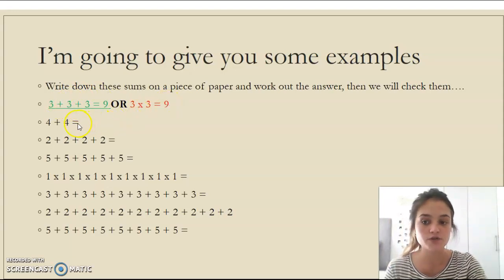So boys and girls, for this one where it says 4 plus 4, I want you to put the answer like I've done in the green here. So you'll say 4 plus 4 equals 8. Then I want you to say, or 4 times, how many times is 4 being repeated? Twice. So you'll say 2 times 4. Do you see that? Equals 8. Now I want you to do this by yourself. So pause the video.